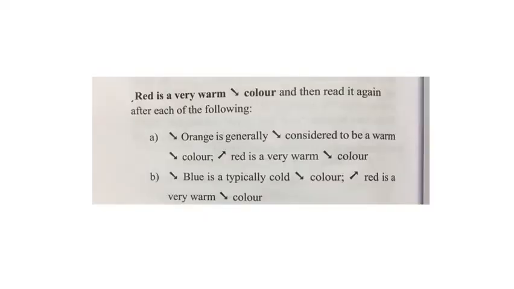Okay, let's see the sentence. So the sentence is "Red is a very warm color." هذه as a statement كجملة خبرية عادية فيها falling intonation. ليه حكينا؟ لأنه هي statement. إذا بحكيها وبسكت falling intonation فيش أي مشكلة. أوكي، red is a very warm color.